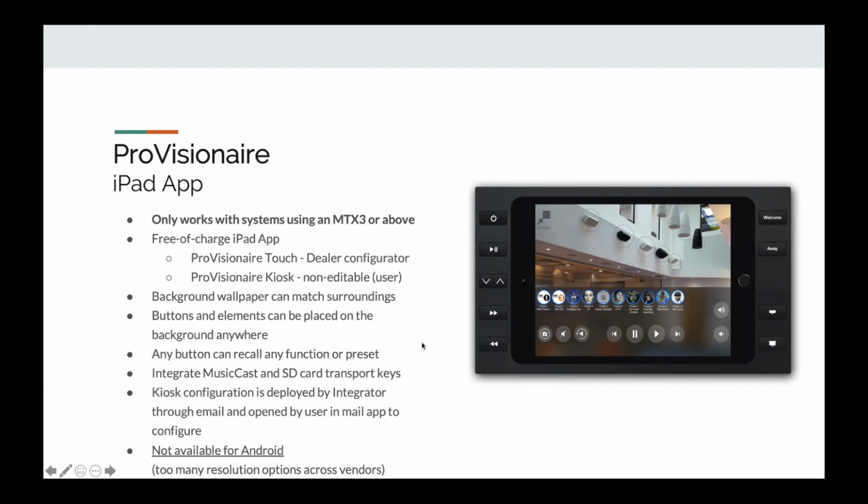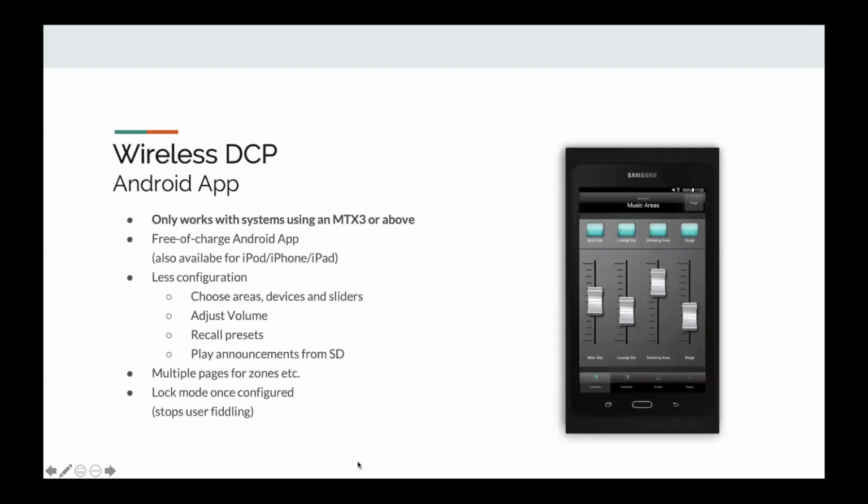Important to say that Provisionaire is only available on iPad. It's not available on Android. On Android, instead, we use a product called Wireless DCP. And Wireless DCP is a slightly simplified version.